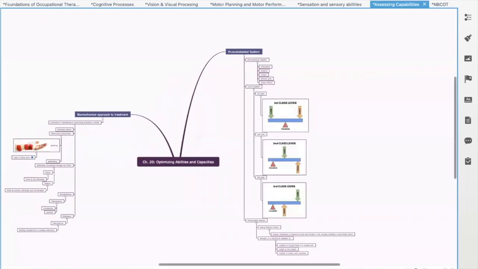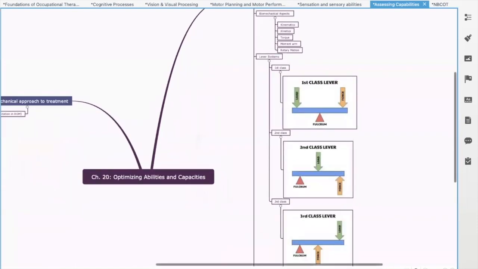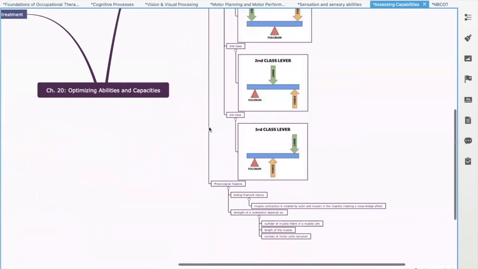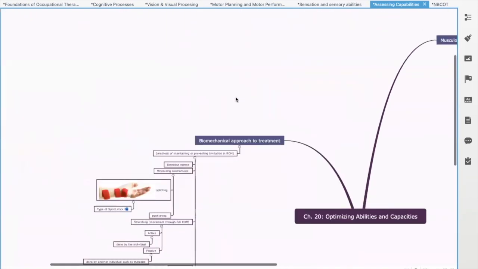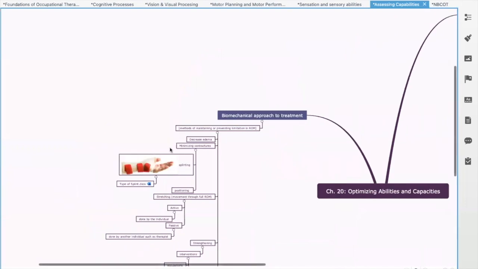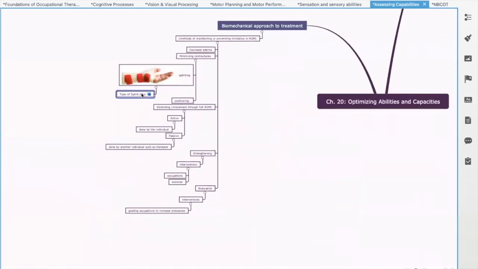This concept map was optimizing abilities and capacities, touched on the musculoskeletal system, as well as the biomechanical approach to treatment. And then I went ahead and added in a splinting document. This document I created just goes over the types of splints that we learned. So thumb spica, the wrist volar splint, the functional resting hand splint, and there's a few more listed. And this chart is broken up into diagnostic indications, proper alignment, wearing schedule, and the feature of each orthosis.